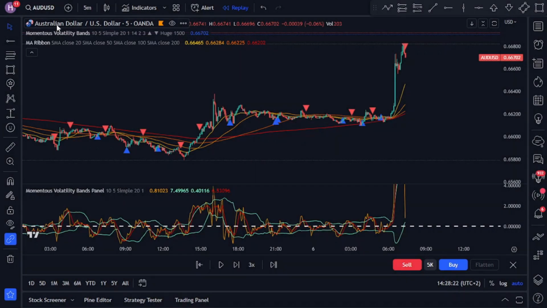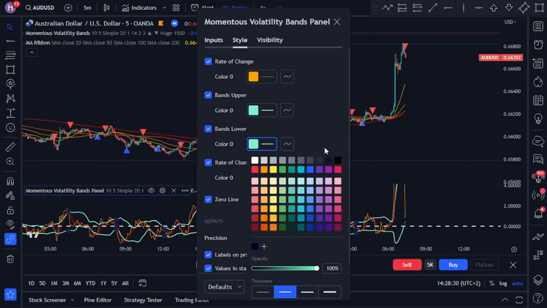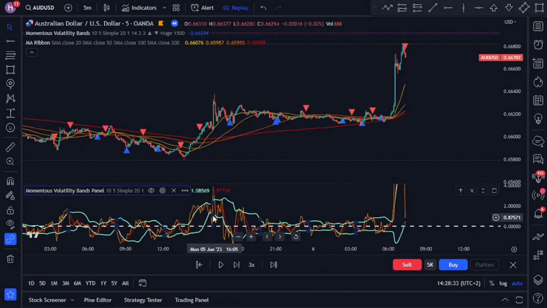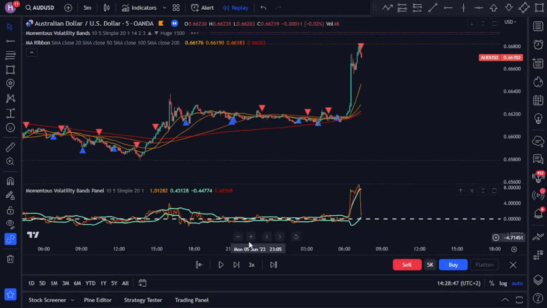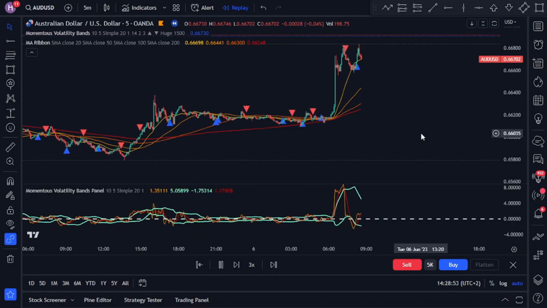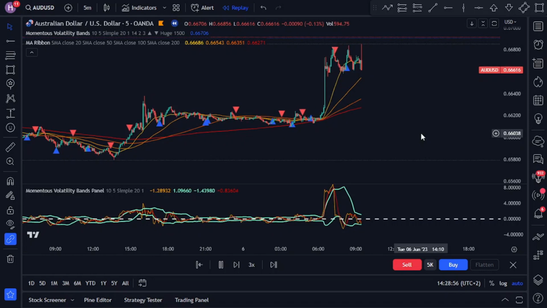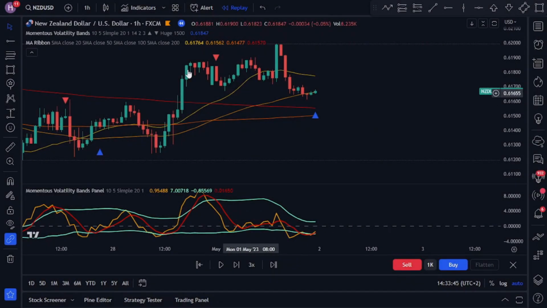On the chart, we have the AUD/USD on the 5-minute time frame. And on top of everything else, you can also monitor the volatility bands because when they widen, the market volatility increases, and when they contract, volatility decreases. This helps us traders to easily look at the chart and identify when the market is consolidating or when it is trending. Let's take a closer look at another example of using these Momentous Volatility Bands on the NZD/USD.